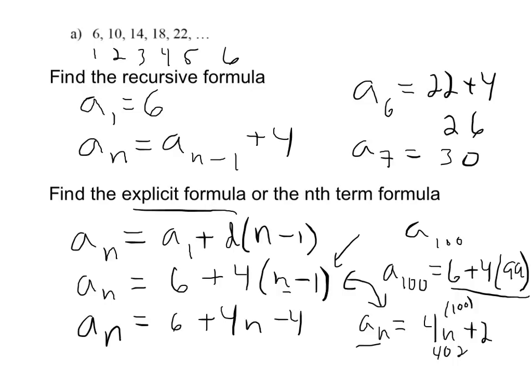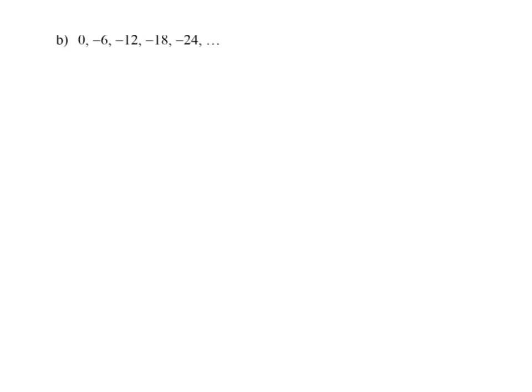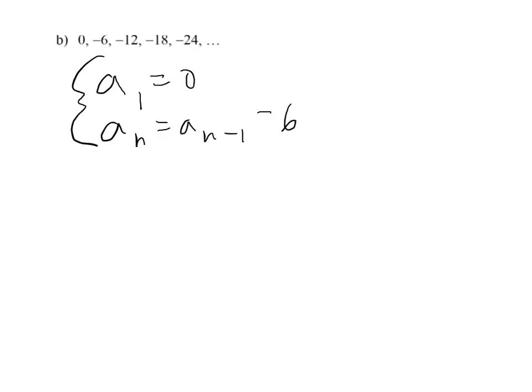Okay, let's do another example. If we have to find the explicit formula, you could stop this and try it and then play this further to check yourself. I am just going to jump in and do this. So for the recursive formula, a sub 1 is 0. A sub n equals a sub n minus 1 minus 6, because that was the common difference. So that's the recursive formula.